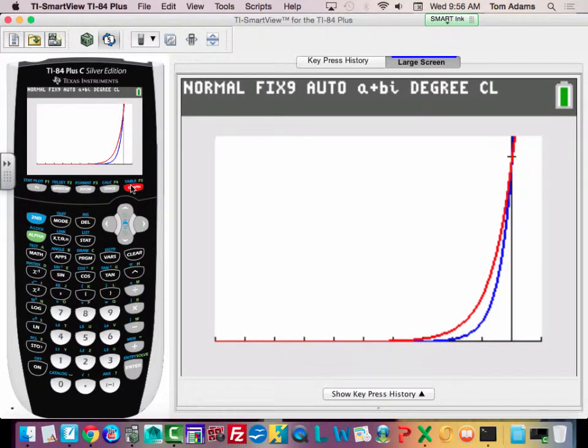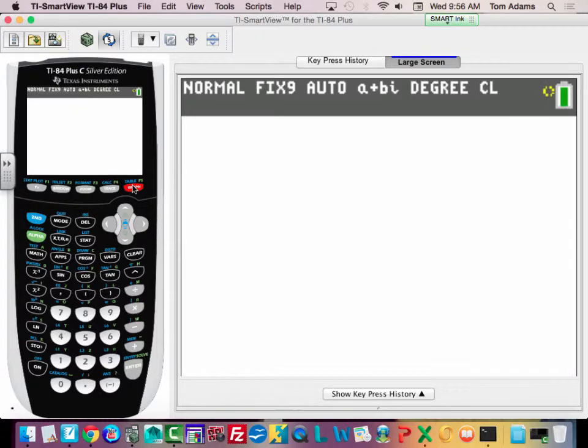And now as I look at it, it looks like the blue line is lower than the red line, but I've just got to zoom in tighter over in this area to see. Or what's another way to do that? Look at the table. Great answer. So what I'm going to do is look at the table. So if I hit second graph, I can look at the table.